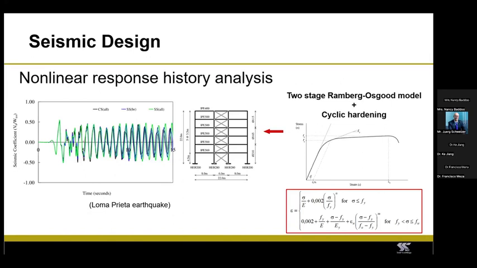Now, one way around this issue might be to perform a seismic design that is based on nonlinear response history analysis. In this case, you would not need to use seismic design parameters because the effect of these parameters is already considered in the analysis. Now, it is very important that if you follow this approach, you use the Ramberg-Osgood material model to represent the behavior of the structure. And you will also need to account for the cyclic hardening of the material.